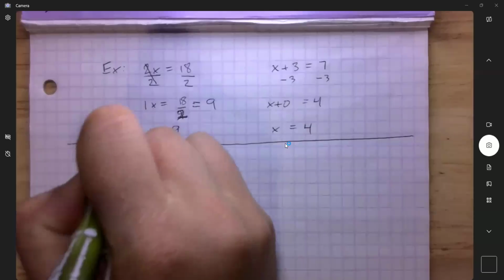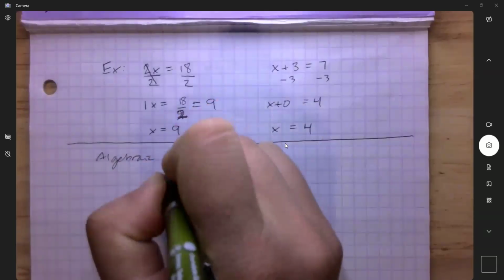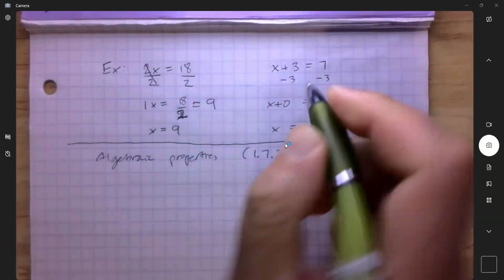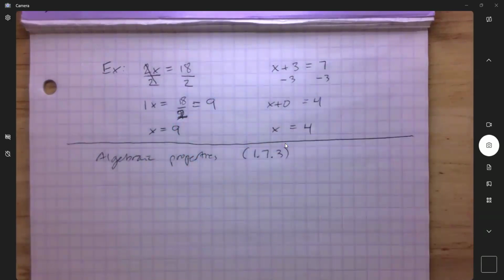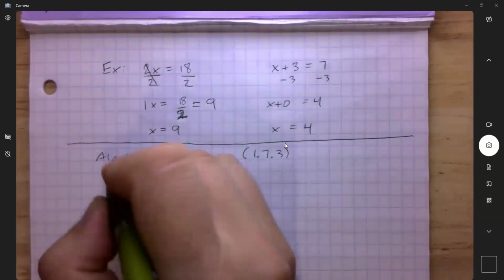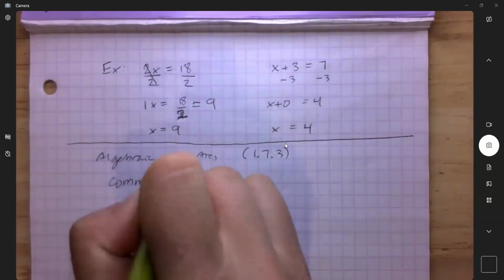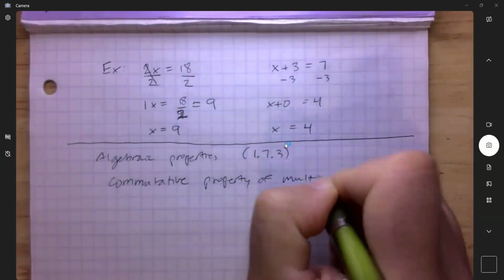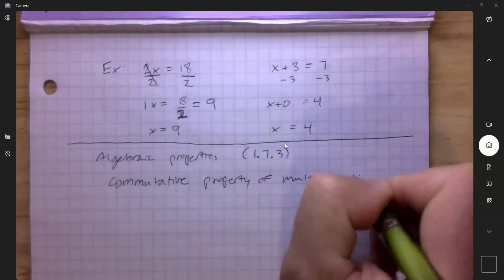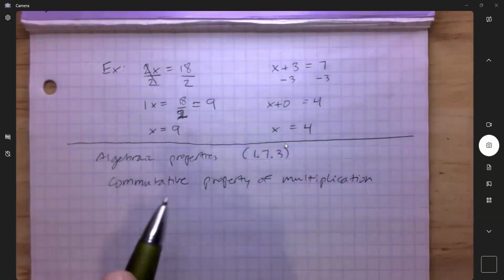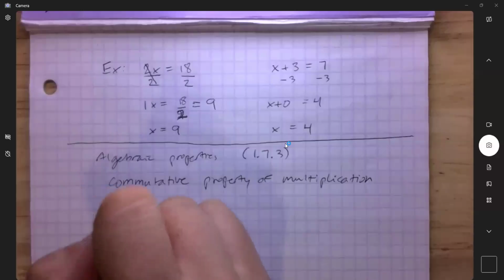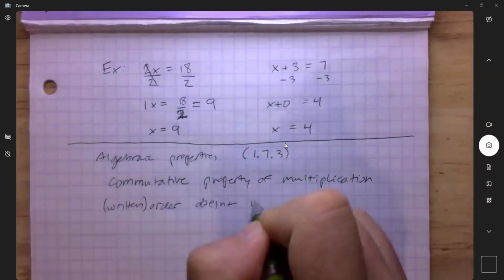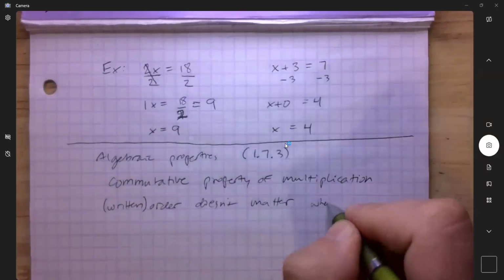Now let's talk about algebraic properties. There's a list of these. It's section 1.7.3 if you want to see that list in your textbook. But I'm just going to go through them one by one. The first is called the commutative property of multiplication. Commutative, that's how we say that word. And what it means is the written order doesn't matter when doing multiplication.